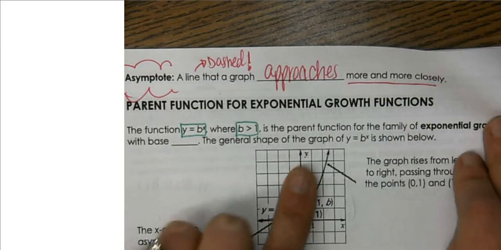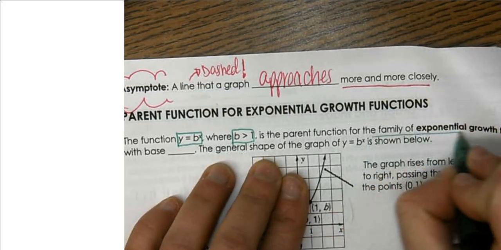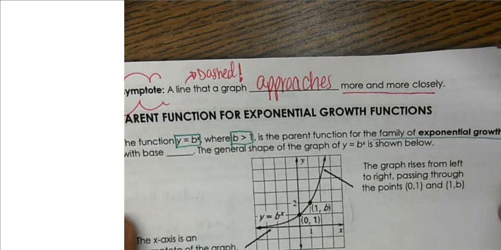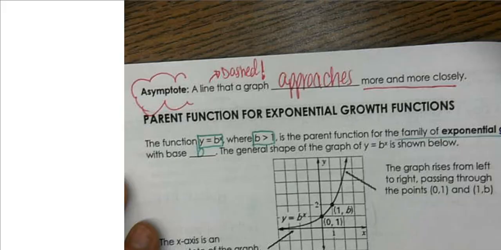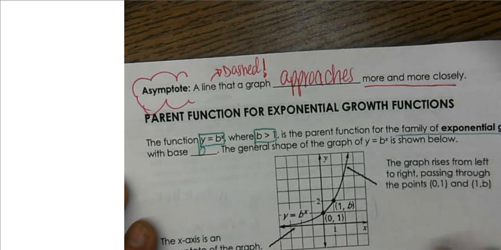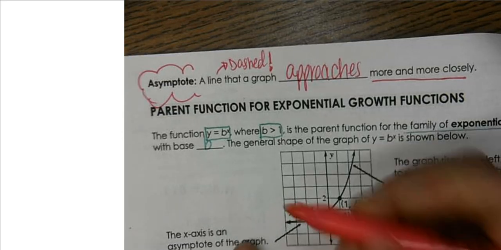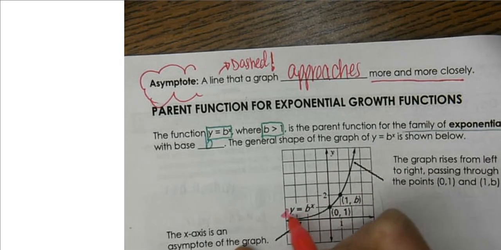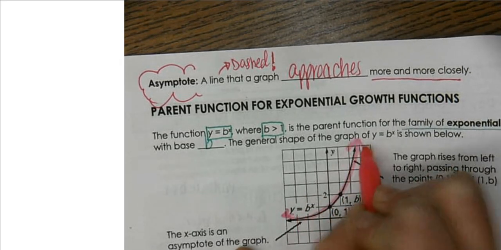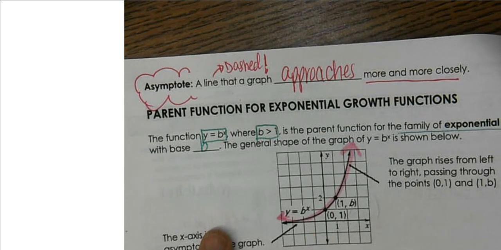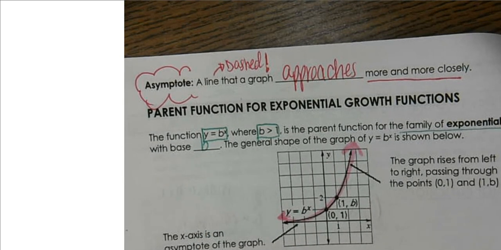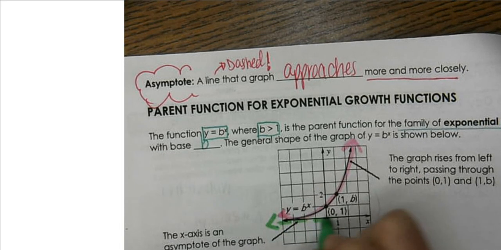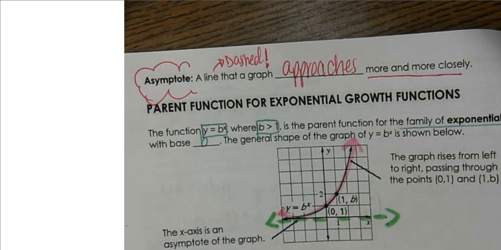And this is called the family of exponential growth functions, and it has a base of b. The general shape is what you can see right here. What we have is an arrow that is increasing, pointing up, and an arrow that is pointing to the left, and it's approaching an asymptote. I know it's not drawn in here, so what I want to bring your attention to is right here on the x-axis is an asymptote.